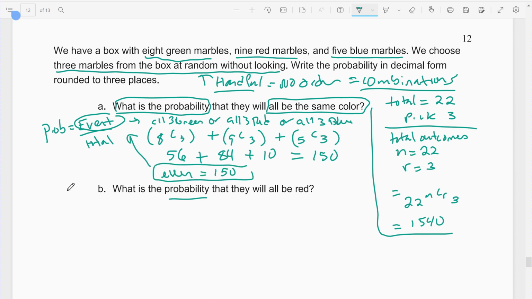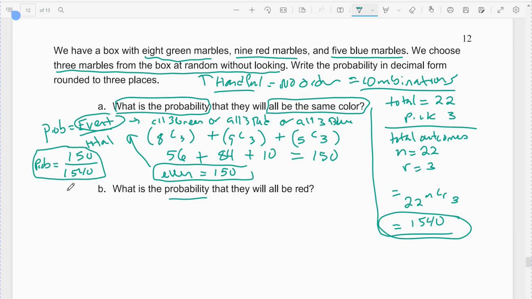Alright, now we've got to plug it into my probability formula. There's my total. So my probability is 150 ways to get all of the same color divided by my total, which was 1,540. And so there is my probability. So there's the fraction.